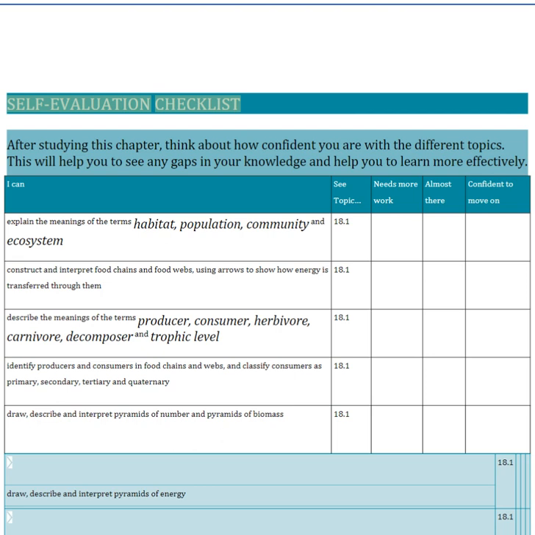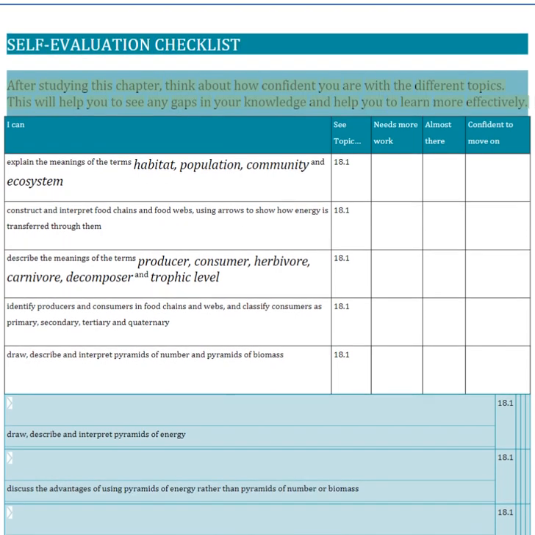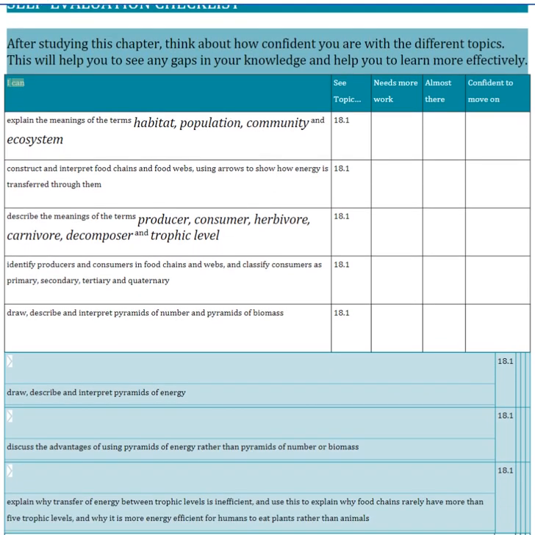Self-evaluation checklist. After studying this chapter, think about how confident you are with the different topics. This will help you to see any gaps in your knowledge and help you to learn more effectively. I can see topic. Needs more work. Almost there. Confident to move on.